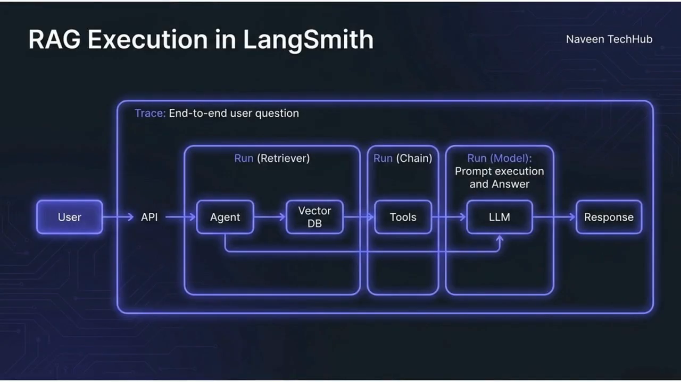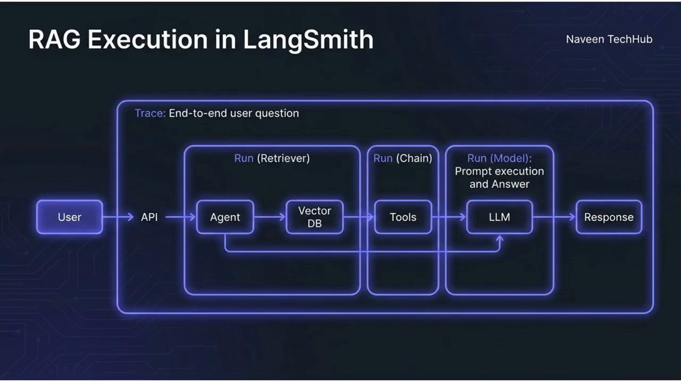The complete end-to-end user question is represented by the trace. Inside that trace, the retrieval operation becomes a run. The application or chain logic can become another run. The LLM invocation is also represented as a run, specifically associated with the model execution. These runs are nested underneath the overall trace.